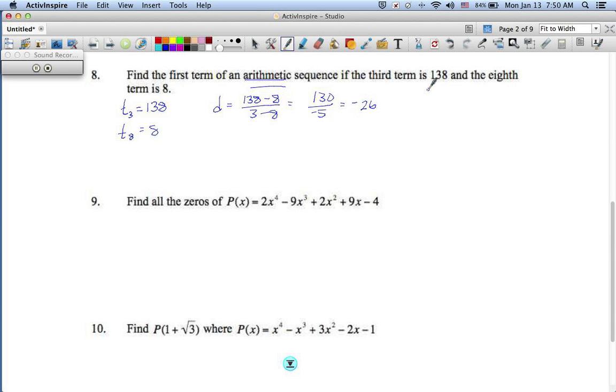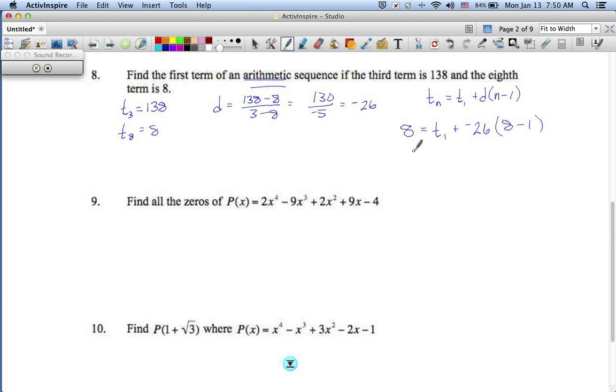Now we use our formula t sub n equals t sub 1 plus d times n minus 1. That is arithmetic. And I say, okay, which one do I want? 138 or 8? I like smaller numbers better. So 8 equals the first term plus the difference, which we found to be negative 26. If I chose 8 as my term value, I must choose 8 as my term number because this is t sub 8.